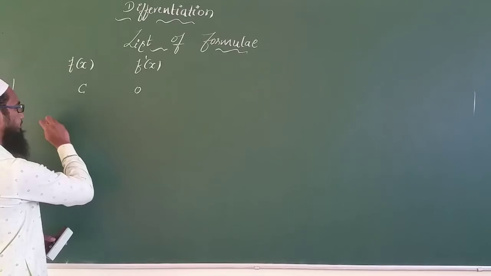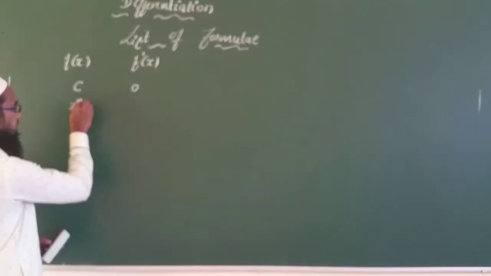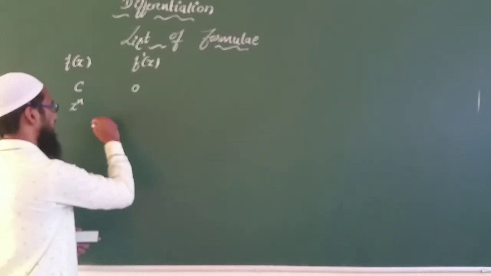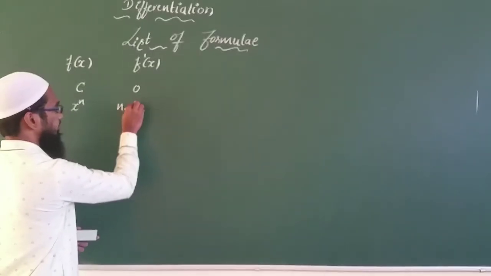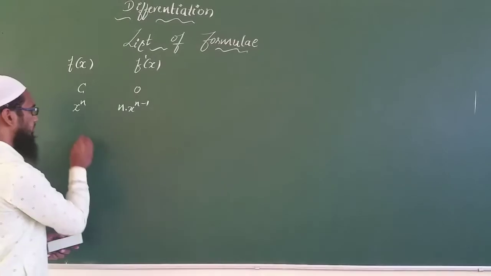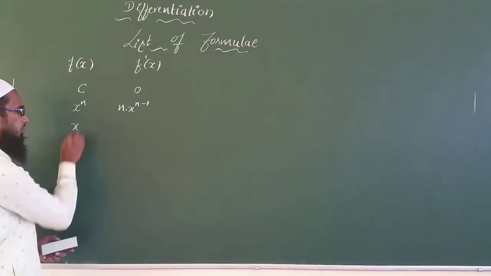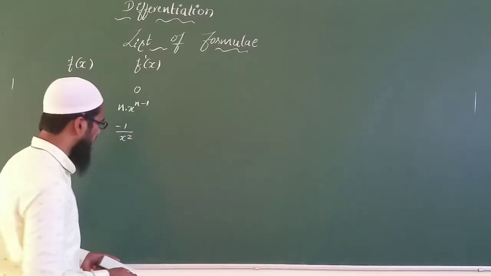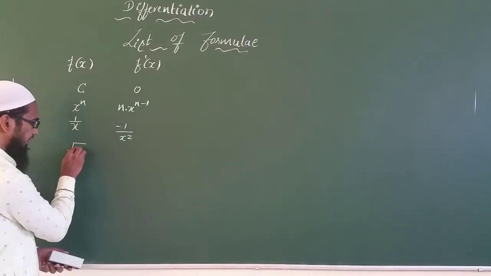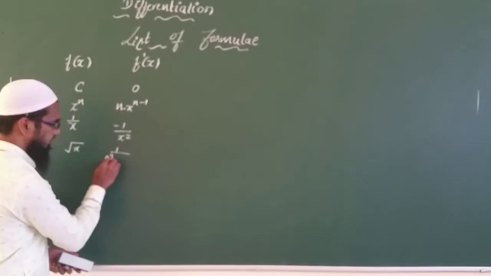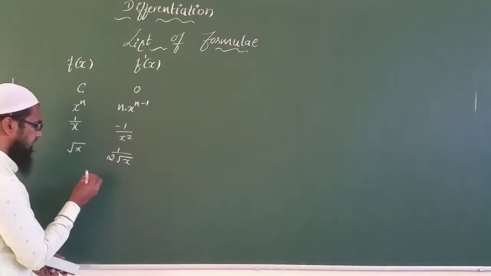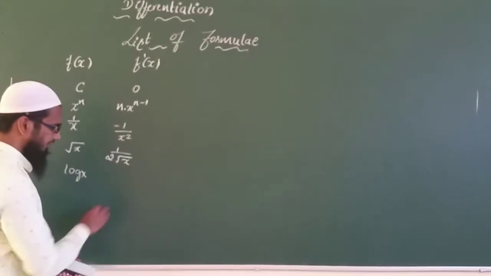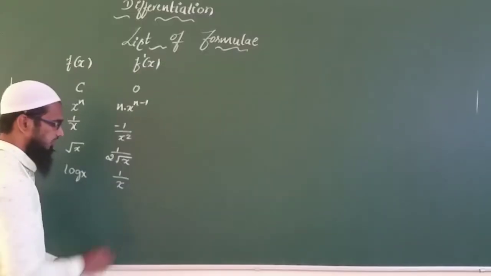Then we have x power n. For this, f dash of x is n into x to the power n minus 1. Similarly, for 1 over x, the derivative is minus 1 over x square. For root x, it is 1 over 2 root x. For log x, the derivative is 1 over x.